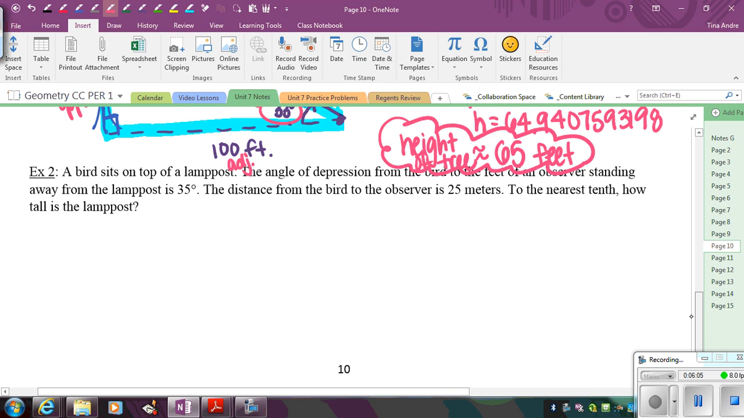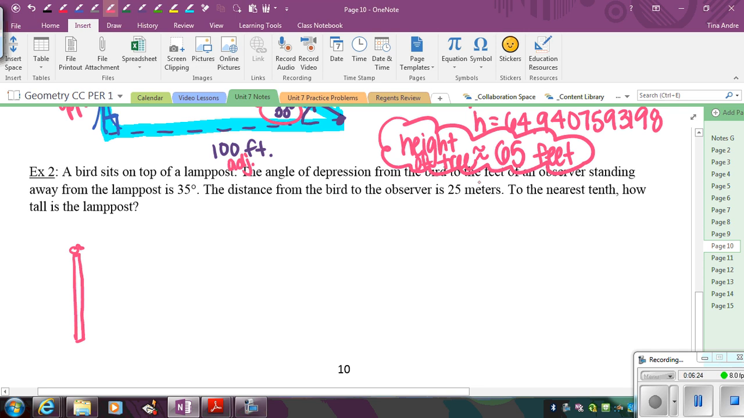So looking at example 2, it's talking about a bird sitting on top of a lamppost. So that means I have this post here. I'm not going to try to draw a lamp. I'm not that creative here. So I have a bird that's sitting up here. Here's my bird.